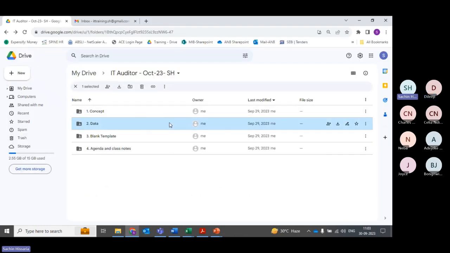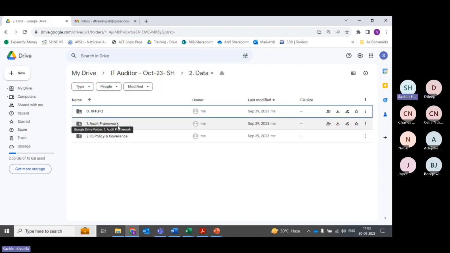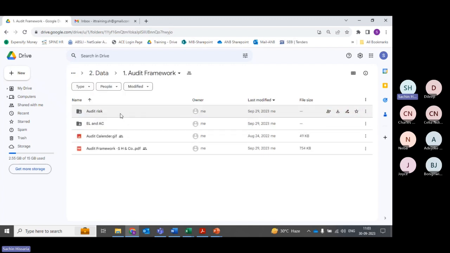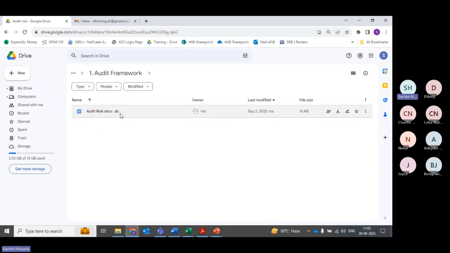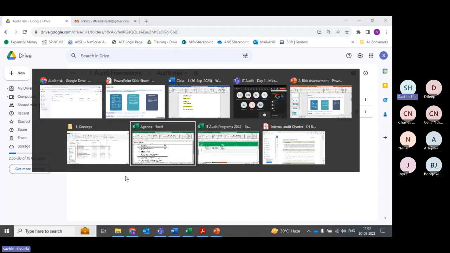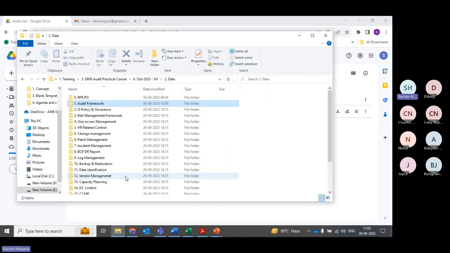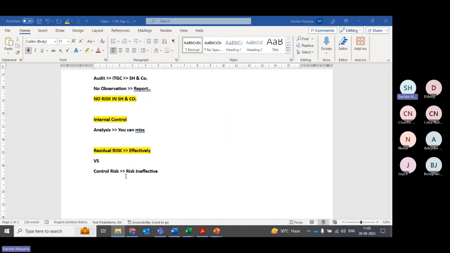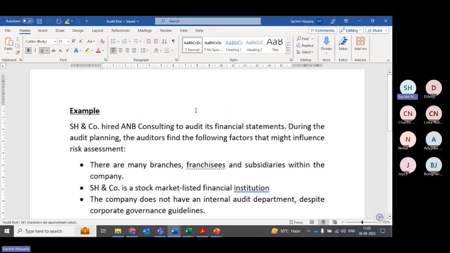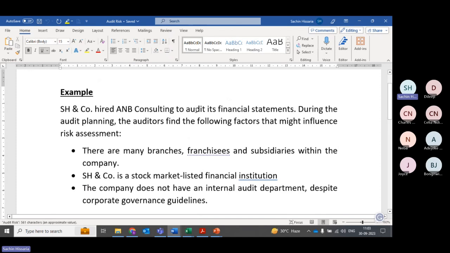You might be thinking that for that, I have given you one case study. So go to the data folder. In the data folder, there is an audit framework folder. In the audit framework, there is an audit risk folder. So this is the case study which I am opening. You can read that on the screen, or if you want, you can open it on your PC as well. So this is your case study. Please read this case study and help me to calculate the IR, CR, and DR.